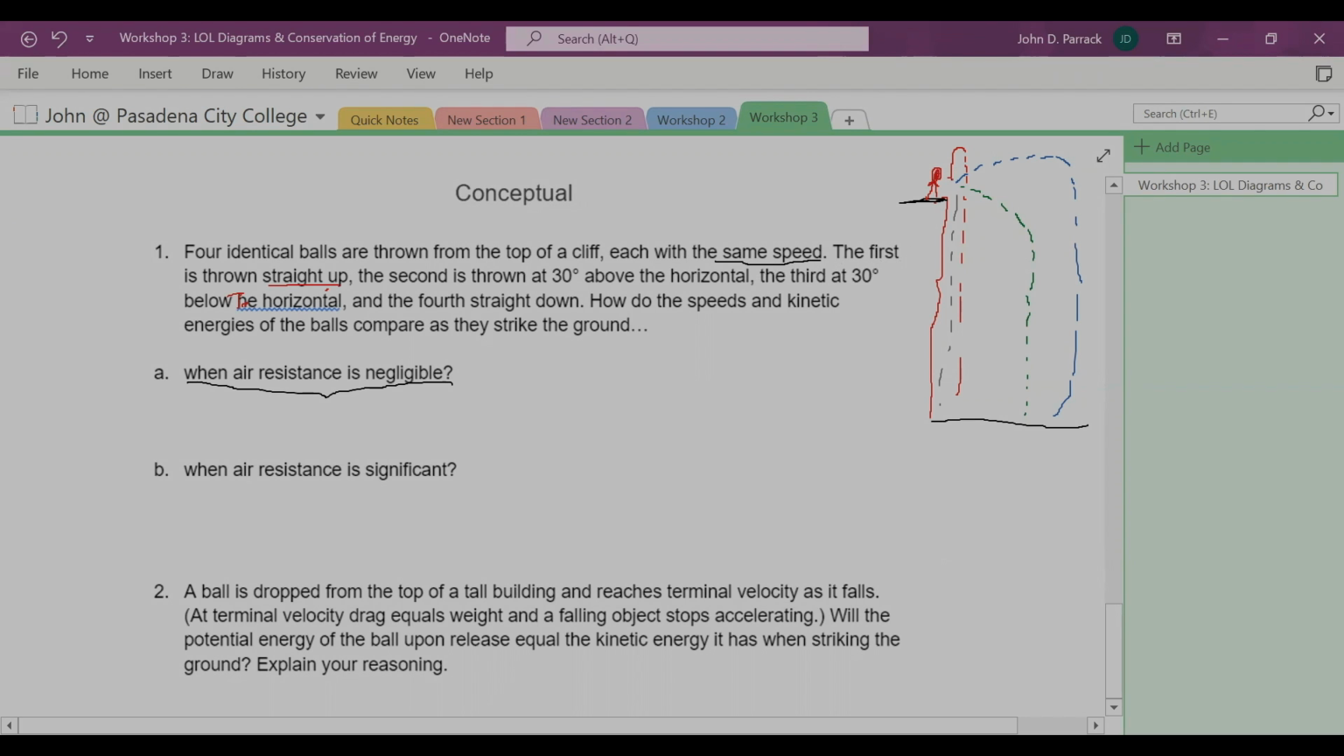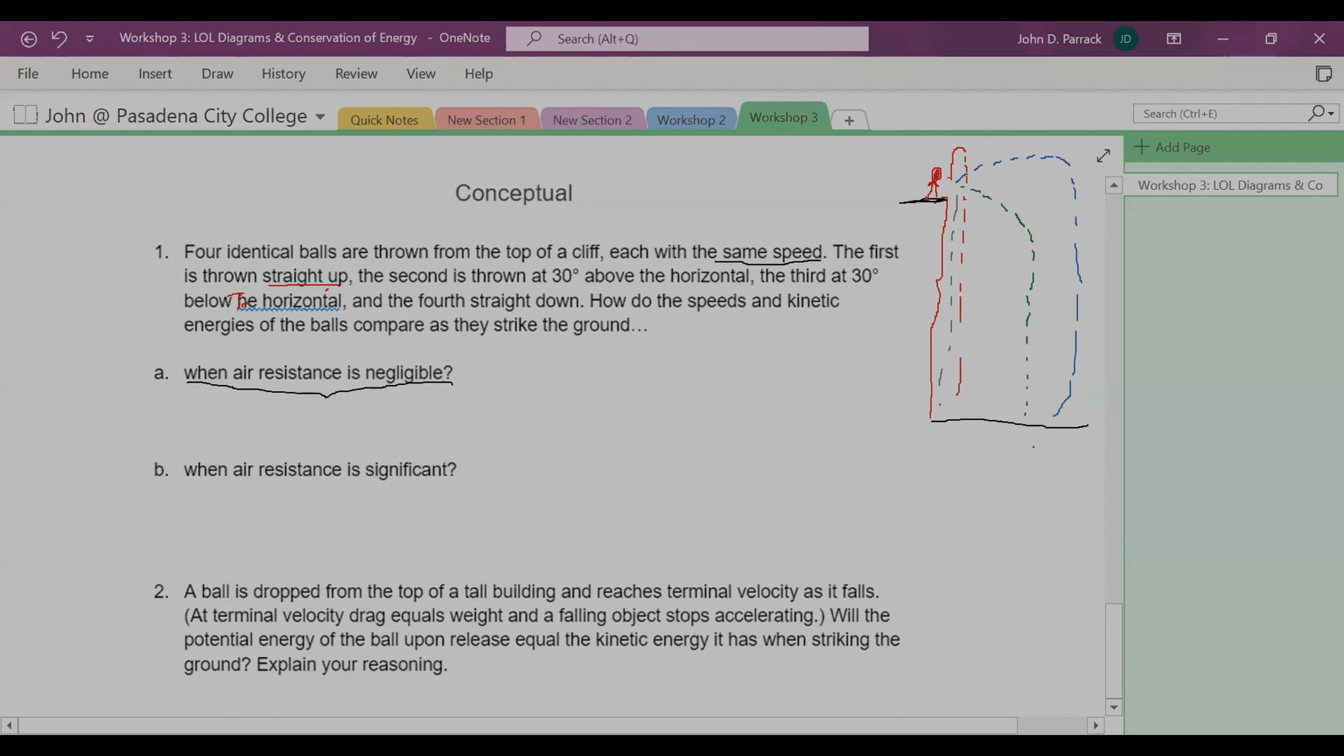This one right here, the one that goes up, it loses that kinetic energy, but it trades it for an equal measure of potential energy. It's an even trade. So it ends up working out that these are even. This is the same with all of them. So all four of them will hit with the same kinetic energy and speed.